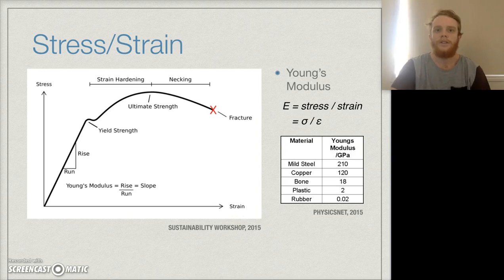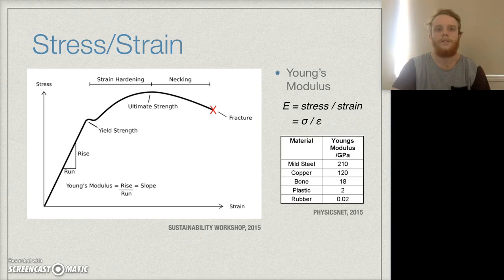An important feature of the graph is its definition of the elastic gradient as Young's modulus. This modulus is the ratio of stress and strain, which is essential to successfully model the behavior of the system under stress. In the table, we can see the modulus of a variety of different materials.